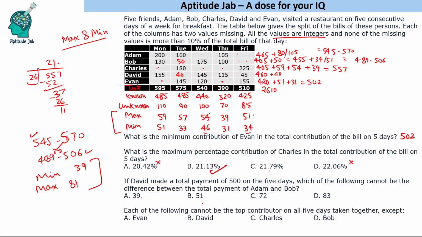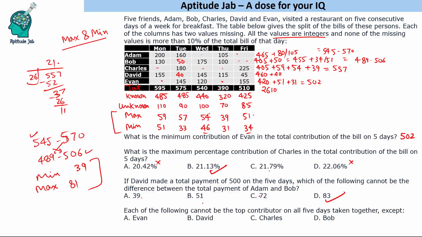Now if you see the options, there is an outlier, that is 83. So in these kind of questions we have to find the outliers. 39 is the extreme case, then 59, 51, 72 are in between, so they are possible. And 83 cannot be possible.